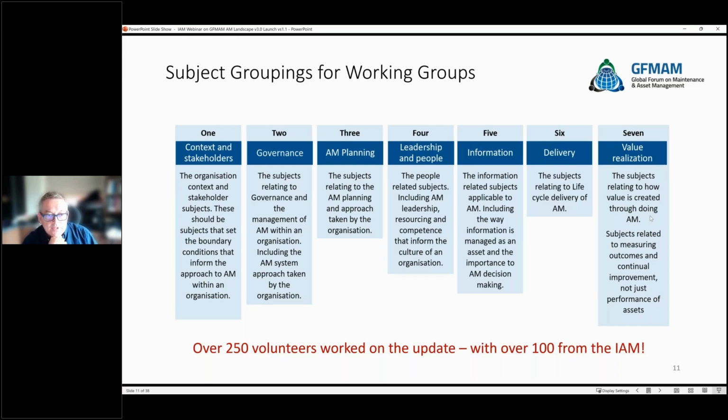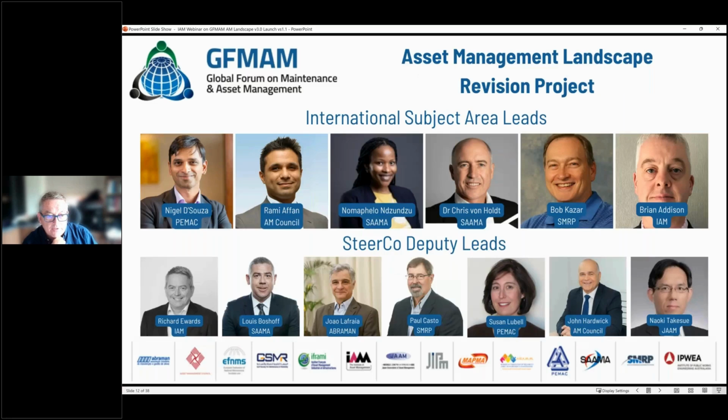Just to highlight some of the international subject area leads from around the world, you can see representatives from the professional bodies. Not all of the member societies from Global Forum were on the steering group. Most did contribute to one or more subject areas, but these were the professional bodies around the world who actually took part in either leading one of those 7 subject group areas or sitting on the steering group to help steer the whole program. So again, pretty good representation. You'll see there Brian Allison from the IAM was leading one of the working groups, and I sat on the actual steering group as the IAM's Global Forum Council representative.